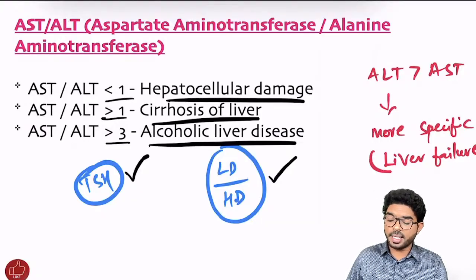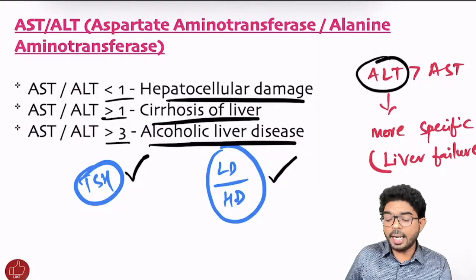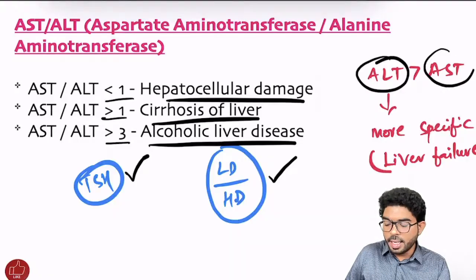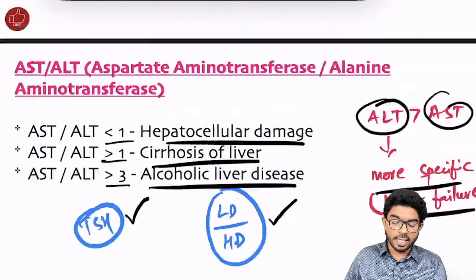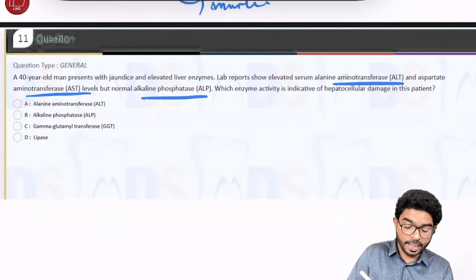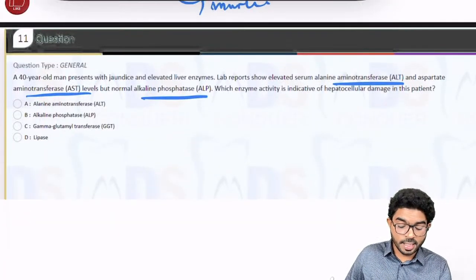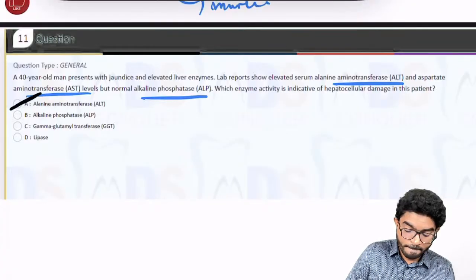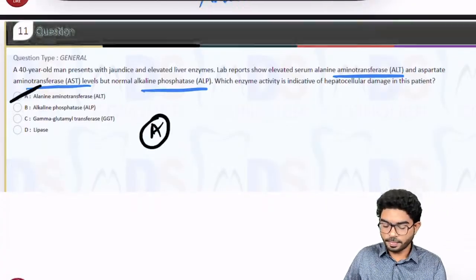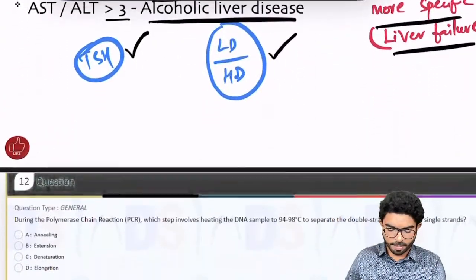It is clearly mentioned in my notes when I'm taking classes that ALT compared to AST is more specific in liver failures, and that is what the question is about. The answer is ALT. The answer is ALT. So straight away from the notes from the class.